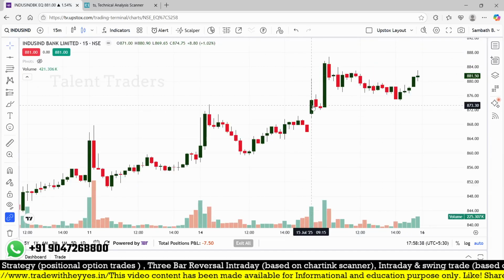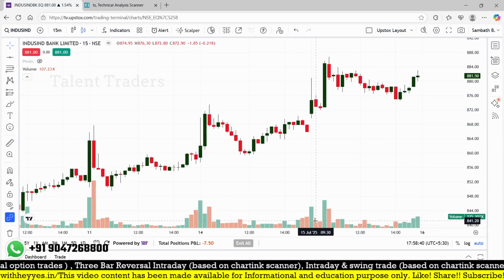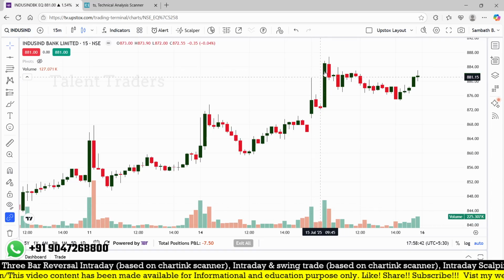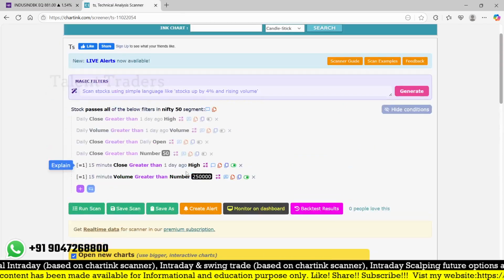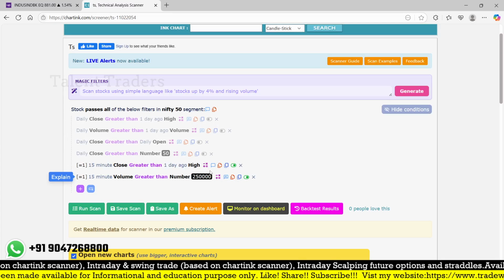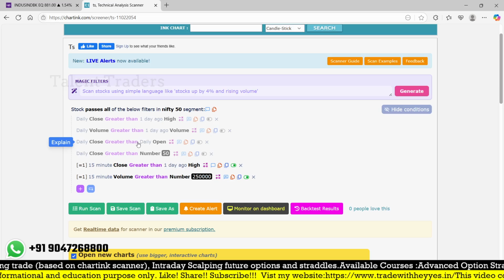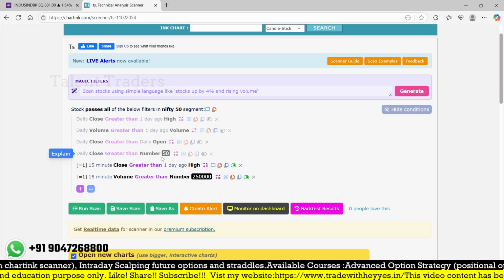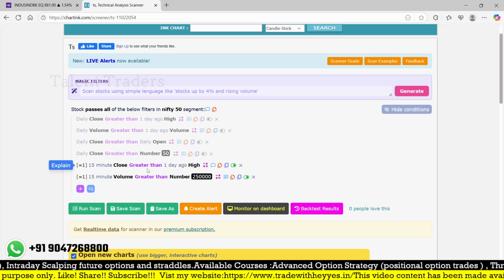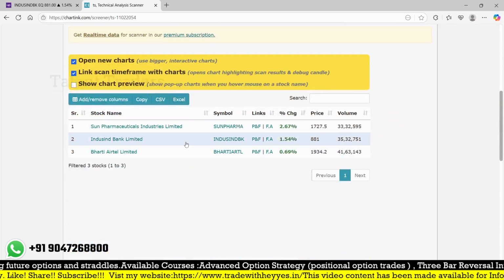The first candle. So volume is very big. After two candles, there is volume and another sudden movement. So this will help you to find out how much volume should happen. This kind of condition is about daily close being greater than, that means a green candle, and the number of stocks is 15. So this may not change. Whatever the stock is will stay here in the list.